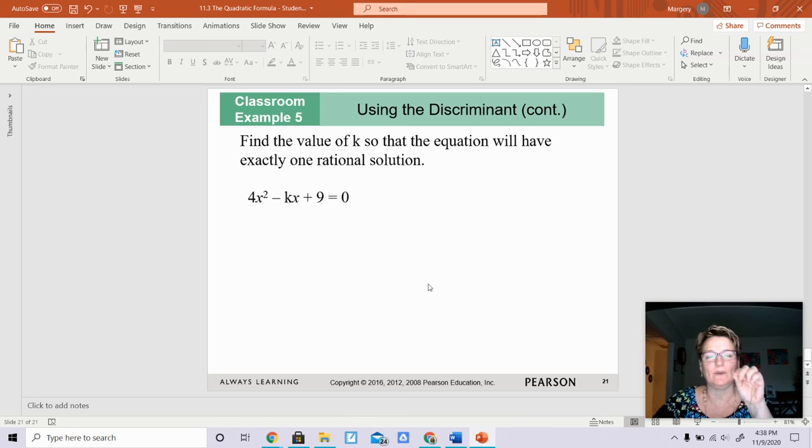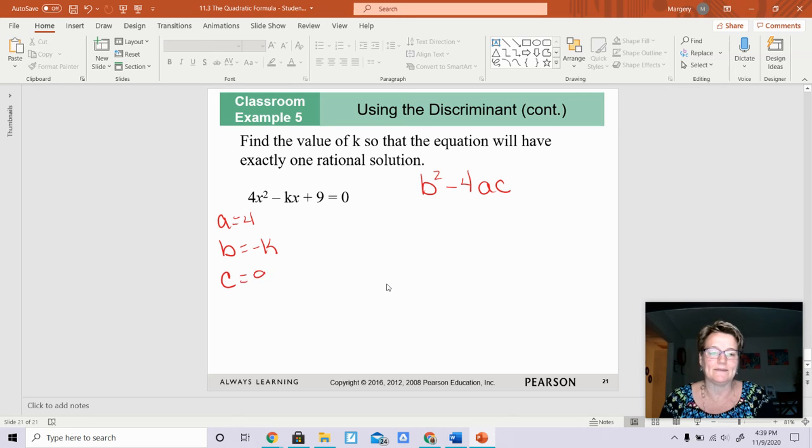Okay, next one. On this one, they want you guys to tell me, find the value of k so that the equation will have exactly one rational solution. So if we do this, my goal is to have a 0 in the denominator. So I need to know it's b squared minus 4ac. Right now, I know that my a is 4. I know that my b is -k. And I know that my C is 9. So all you're going to do is you're going to plug and chug.